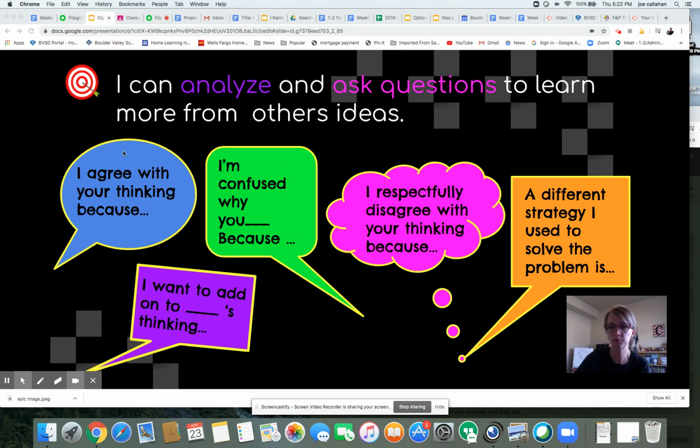What's something you agree with? Be specific. Which part and why? Which part confuses you? Is there a part that you respectfully disagree with? Explain why. Or you could explain a strategy you used that might help your friend if you notice they're struggling through a different part. Is there something you want to add on to their thinking to even strengthen it more? So these are ideas that you can come back to help you be kind and helpful to that mathematician yourself, and very specific about which part of their thinking you do understand, don't understand, agree with, disagree with.